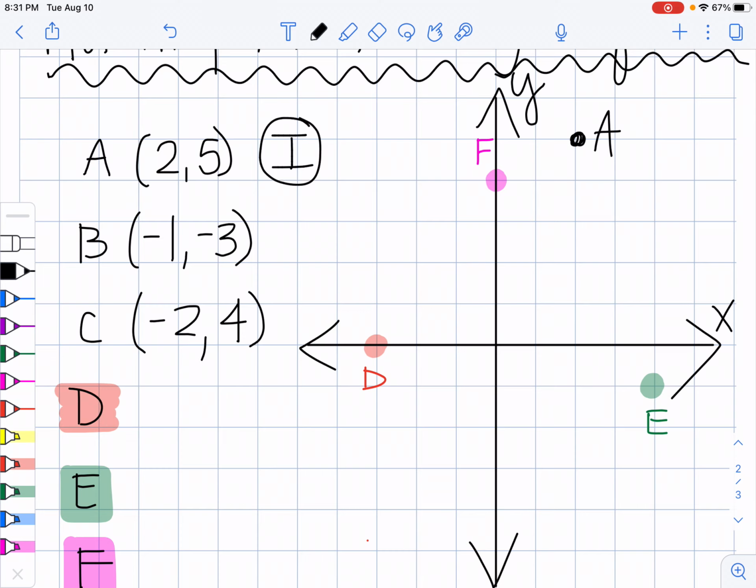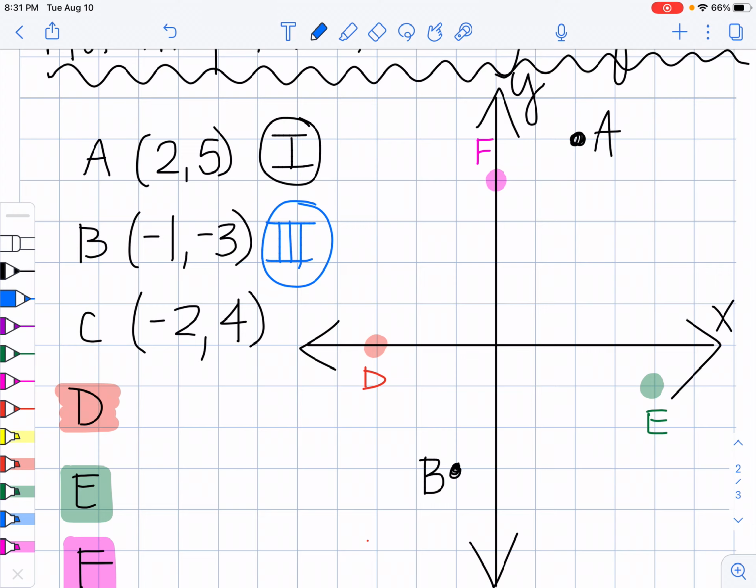Okay, my next point is -1, -3, so I start at my origin. And I move my x value first. Negative means I'm moving to the left, and then negative means I'm moving down in my y. So I'm going to move left 1 and down 1, 2, 3 here. So my point right here, B, is here. And which quadrant am I in? Well, it goes 1, 2, 3. So here I am in quadrant 3.